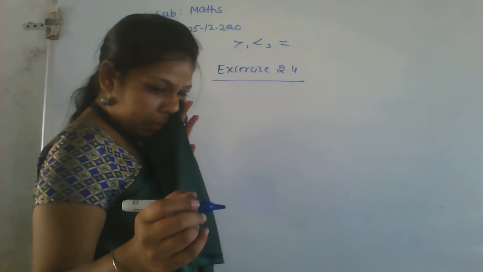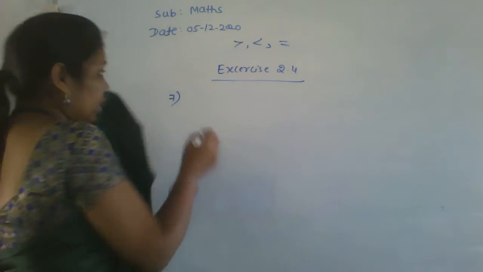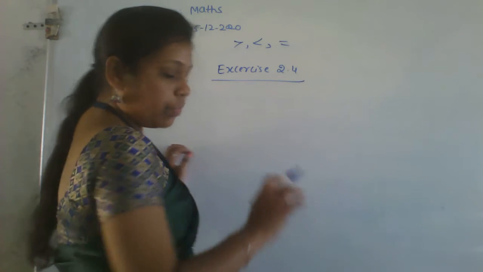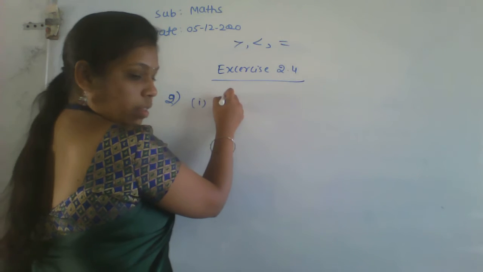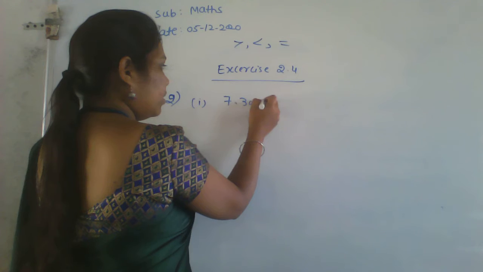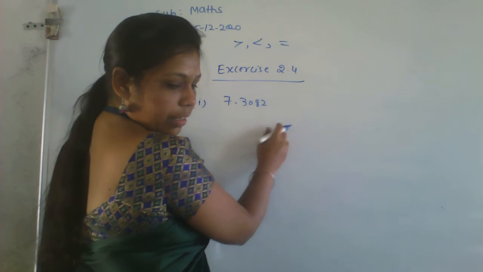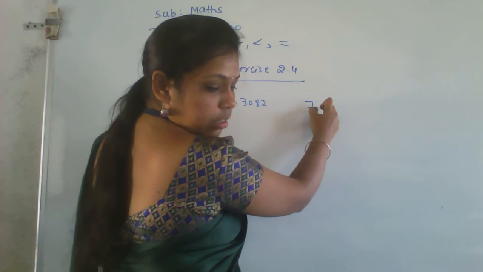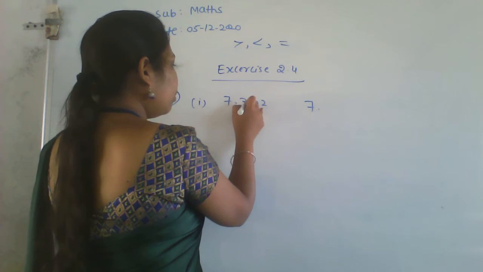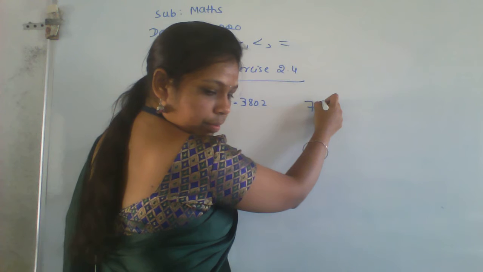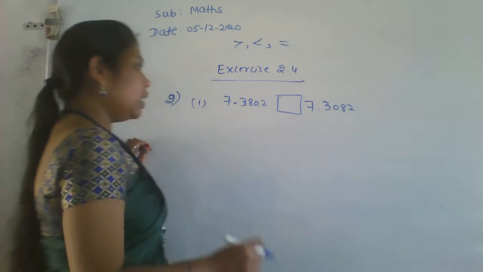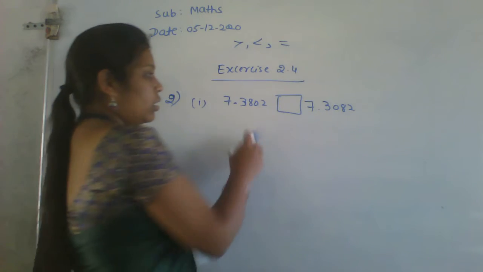Seventh main. Sorry, second main, first problem. 3082, and here 3802. 3082. Which symbol do we have to use here?